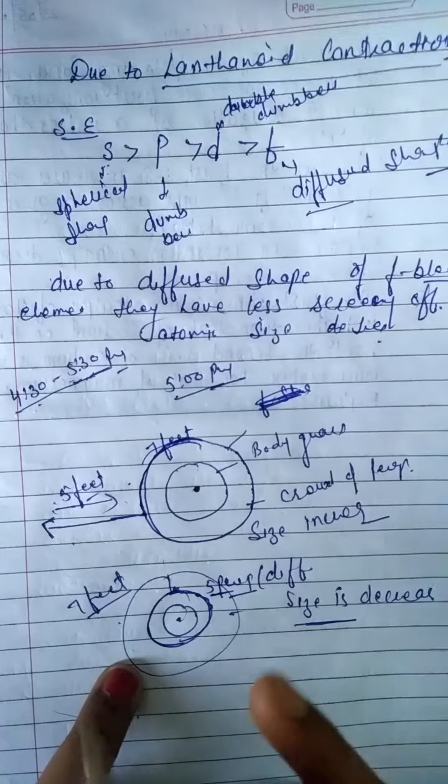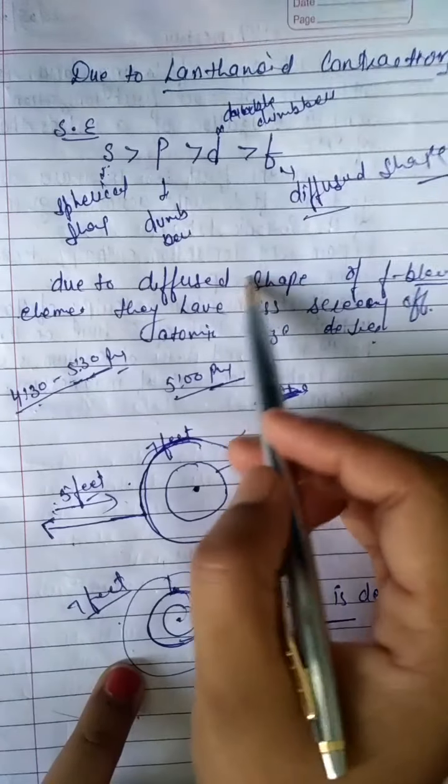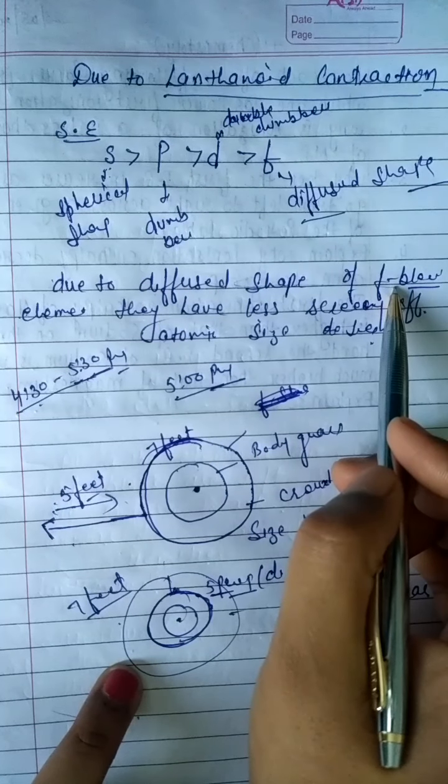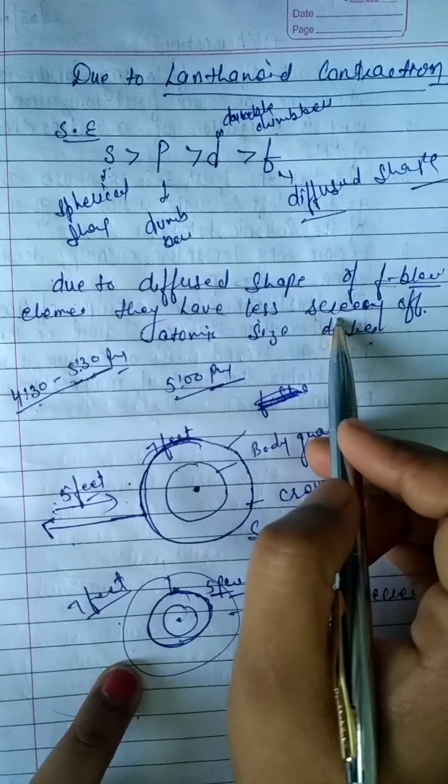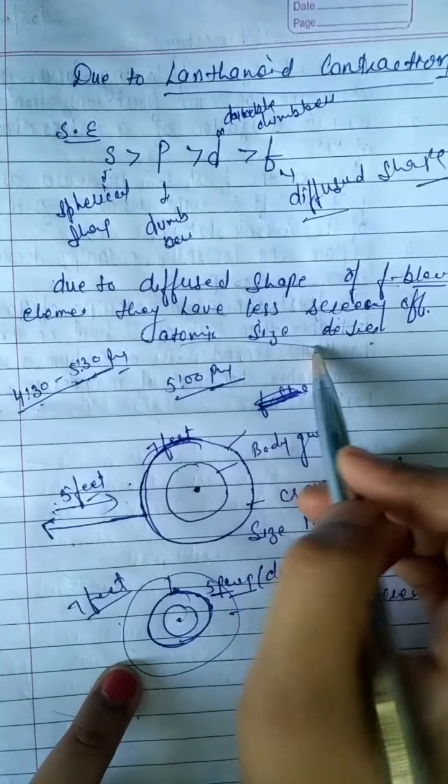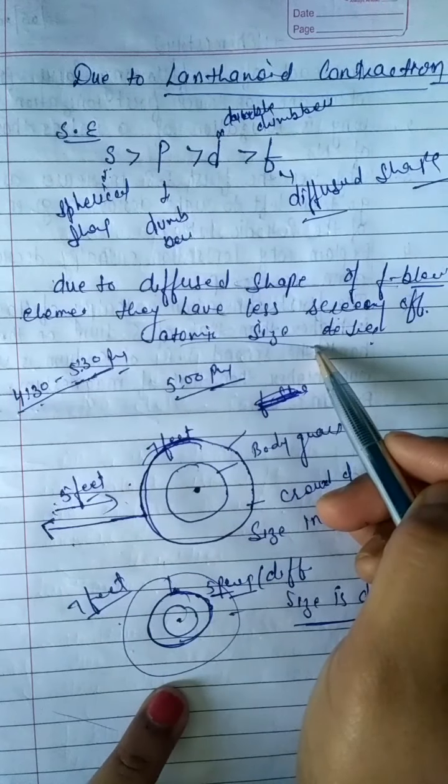This is called the lanthanoid contraction. The diffuse shape of F block elements gives them a less screening effect. So that's why the atomic size decreases.